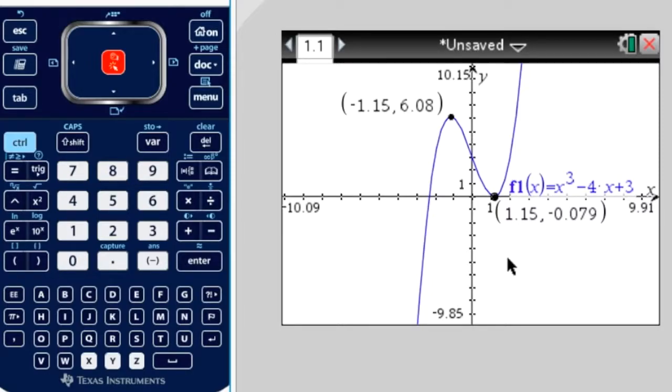The minimum point, turning point, is 1.15, negative 0.079. So it's important to read in the question what you're being asked for.